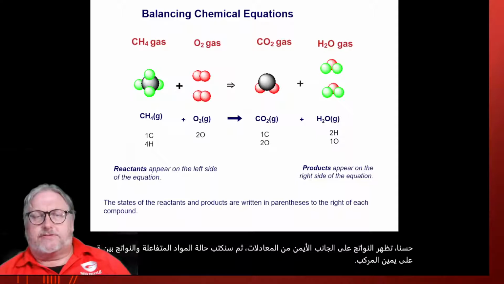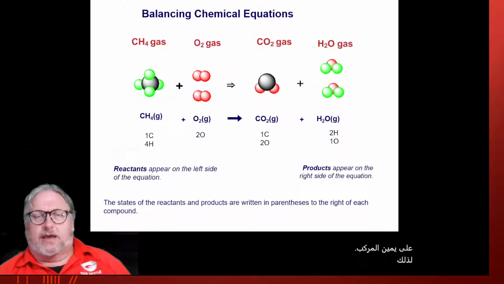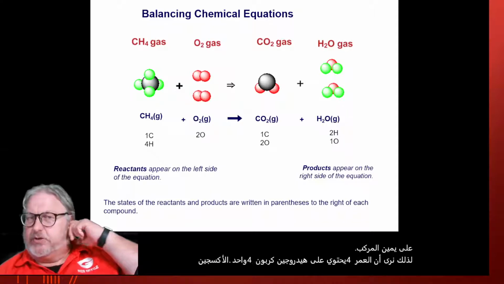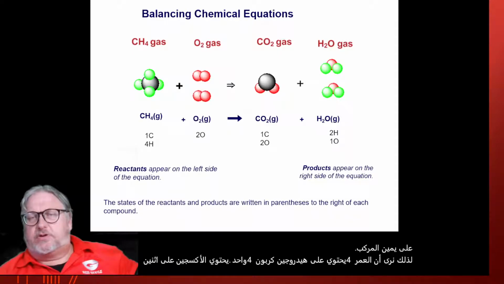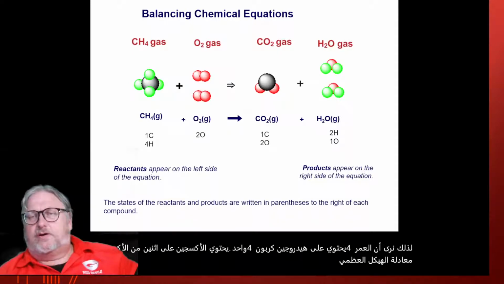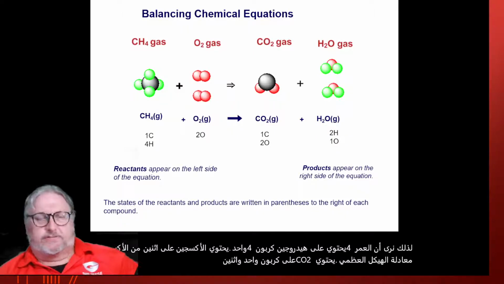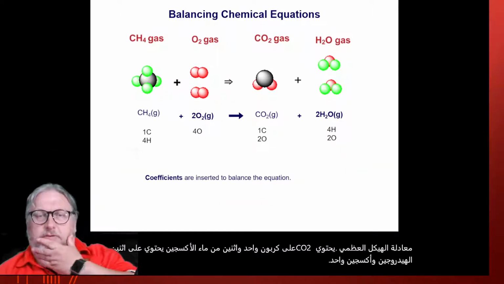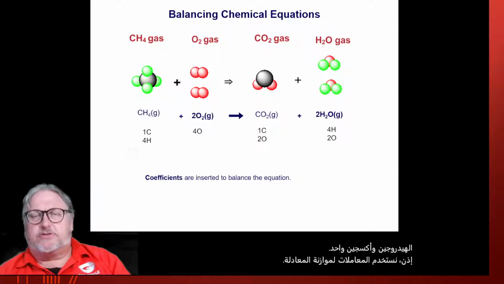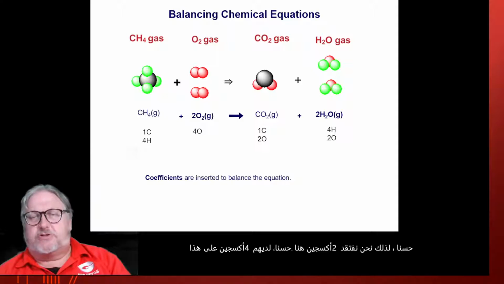CH4 has one carbon and four hydrogens. Oxygen has two oxygens from the skeleton equation. CO2 has one carbon and two oxygens. Water has two hydrogens and one oxygen. So we use coefficients to balance out the equation. We're missing two oxygens here. We have four oxygens on the product side, so we're going to put a 2 there. Now we have four oxygens on this side.